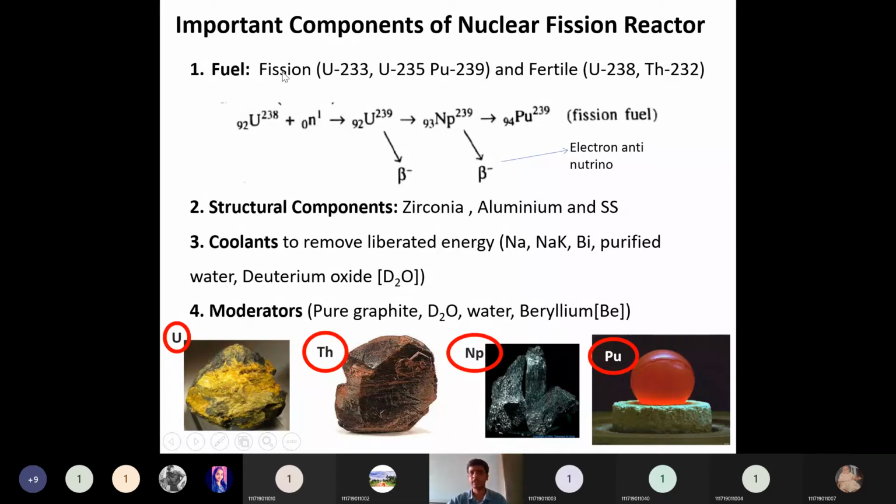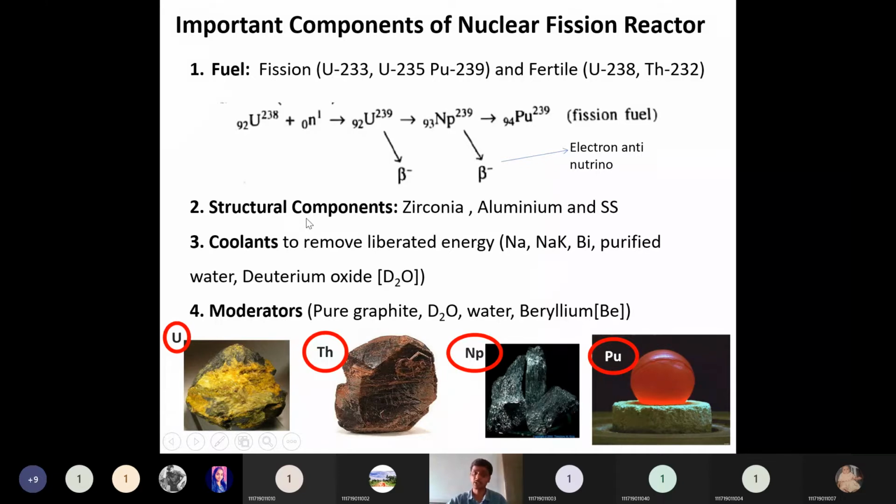We know that a fission fuel is one that we can use directly in the nuclear reactor. That is called a fission fuel. So U-233, U-235 and plutonium-239 are the fission fuels. And the fertile fuels are U-238 and thorium, Th-232. The transformation of fertile fuel to fission fuel can happen using this reaction, whatever I have drawn in the OneNote, the same thing is given in this slide.